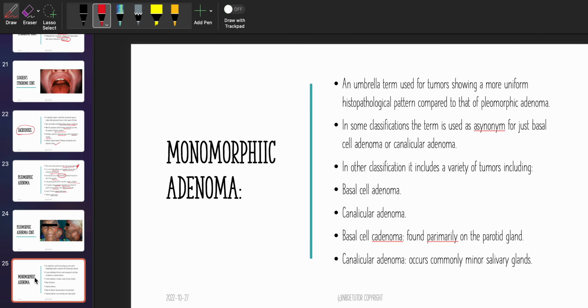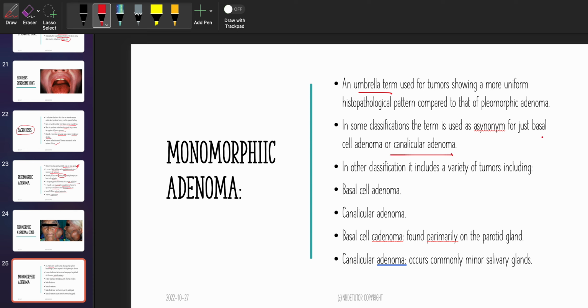Now, the next one we're going to talk about is the monomorphic adenoma. Again, not an important slide, but just a name, a small slide so that you know what it means. It is an umbrella term which is used for tumors showing a more uniform histopathological pattern compared to that of pleomorphic adenoma. So it is an umbrella term.